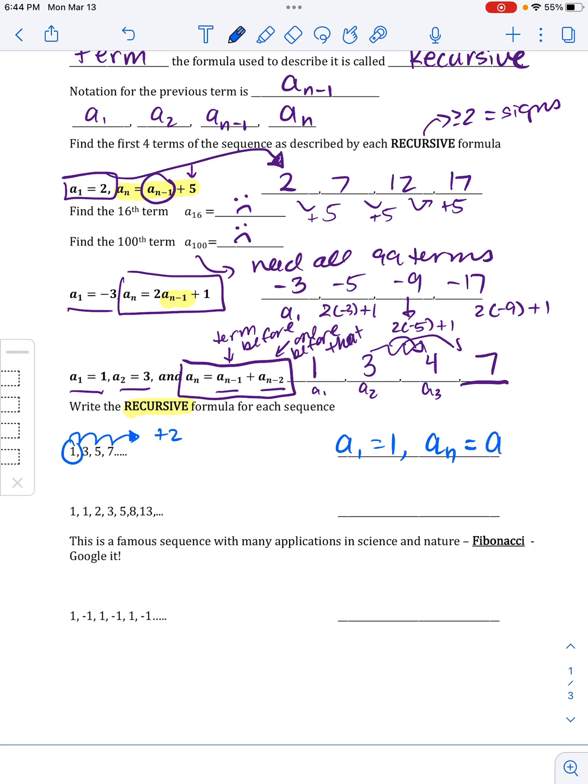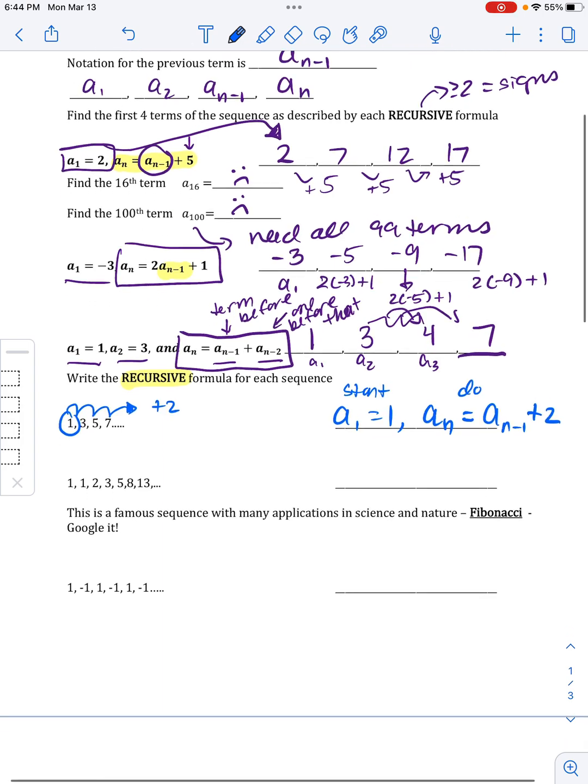So you would show that you're using the previous term. Make sure you keep that -1 down in the basement because that's a subscript. And then you're taking that entire previous term and adding 2. So this is telling you where to start. This is telling you what to do to move on to the next term.